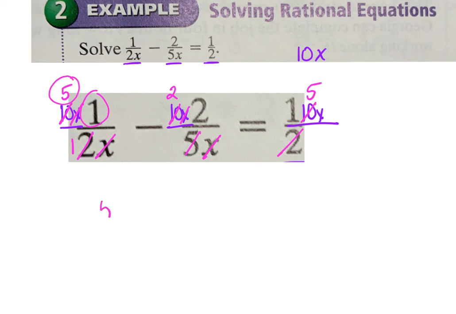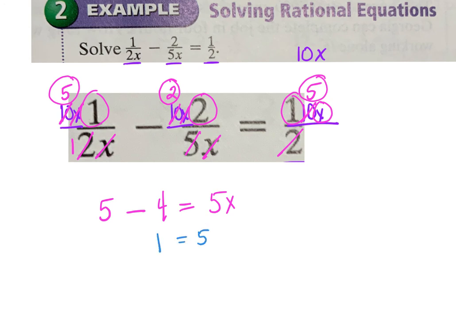times 1, which is 5, minus 2 times 2, which is 4, equals 5 times x times 1, which is 5x. This is rather simple. 5 minus 4 is 1. My last step here is to divide by 5. X equals 1/5. 1/5 does not cause a problem if I plug it in, right? 1/5 doesn't cause a problem in any of my denominators. 1/5, 1/5. Obviously, 1/5 doesn't affect that one. So my final answer here is x equals 1/5. All right, questions on that?